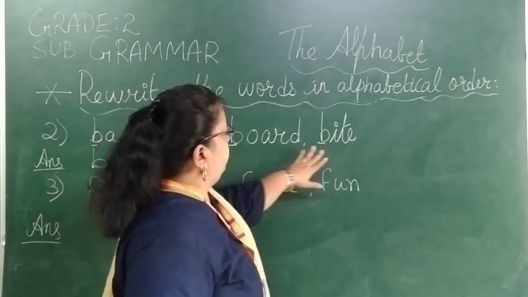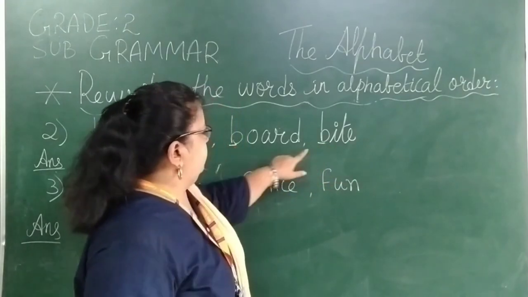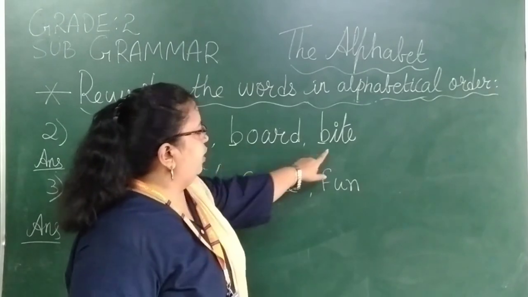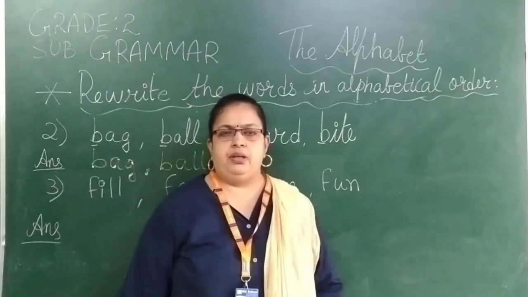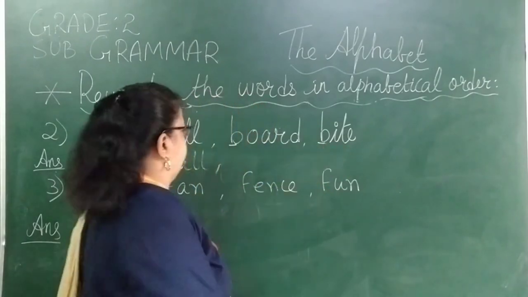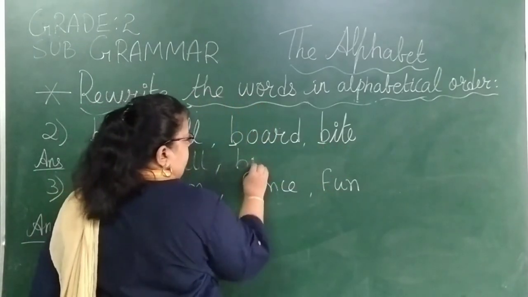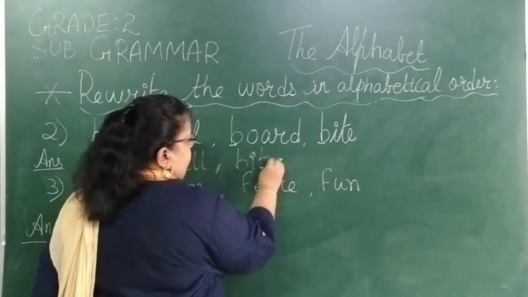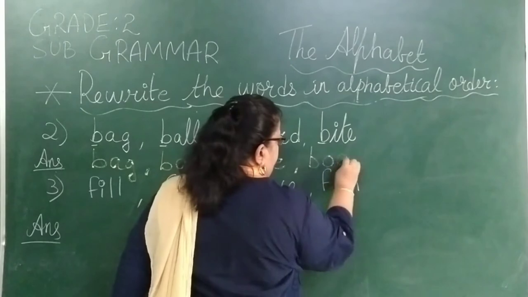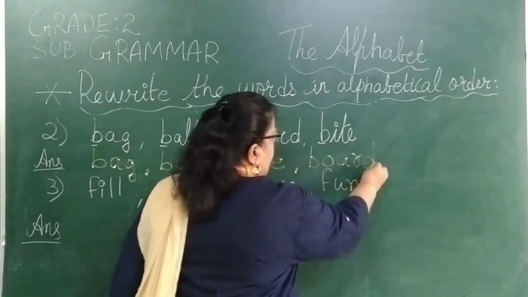Coming to the board and bike. The first letter वो same है. So second letter is O and I. A, B, C, D, E, F, G, H, I. So I comes first. So लिखो B, I, K, E, bike. Remaining is board. B, O, A, R, D.